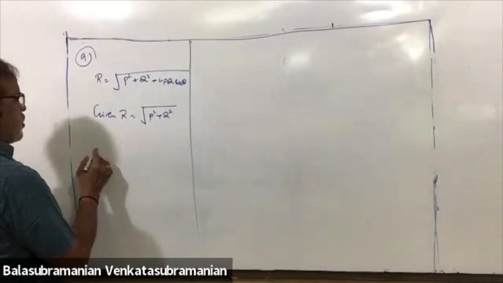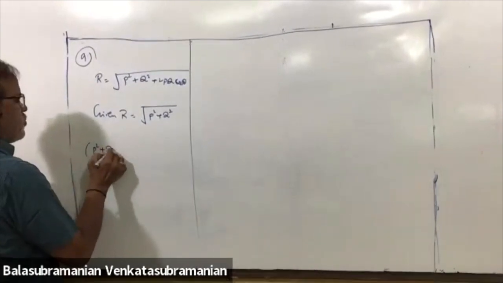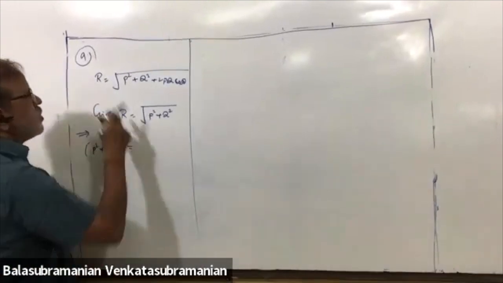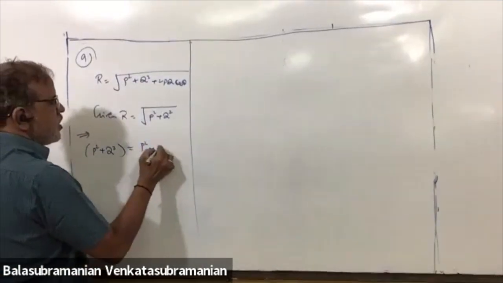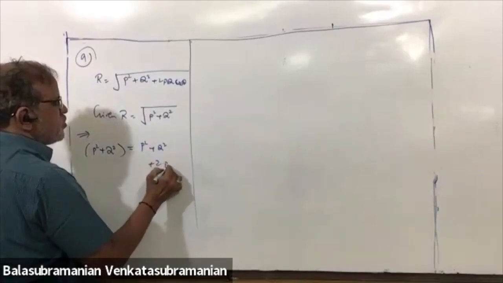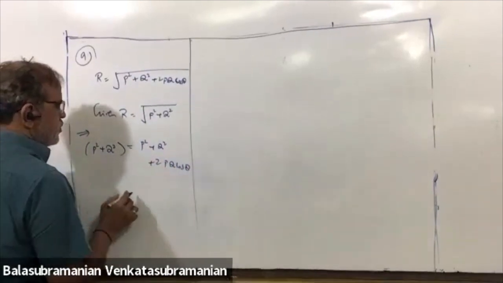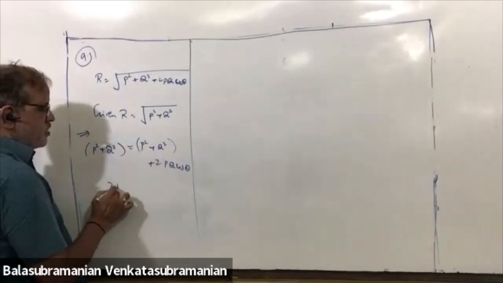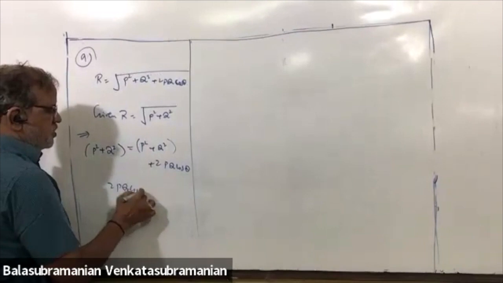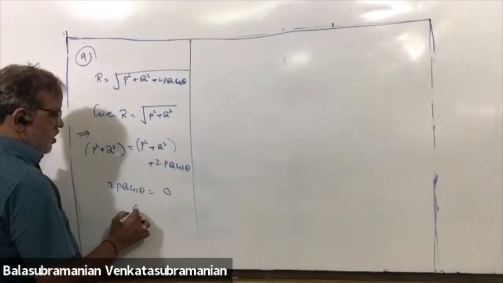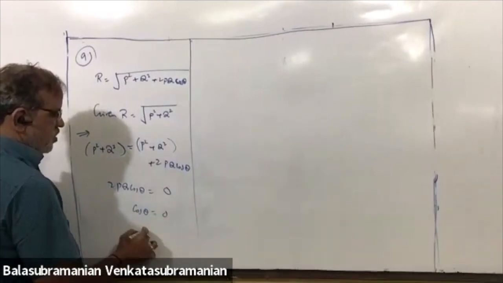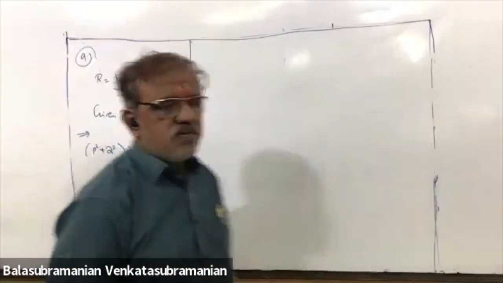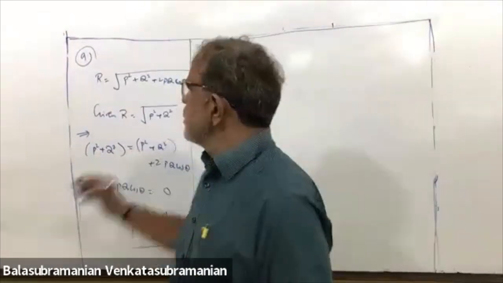So square it. P square plus Q square is equal to, root will go off, P square plus Q square plus 2PQ cos theta. P square plus Q square, P square plus Q square cancels. 2PQ cos theta is equal to 0. Cos theta is equal to 0. Theta should be a right angle. Okay. 10th one.